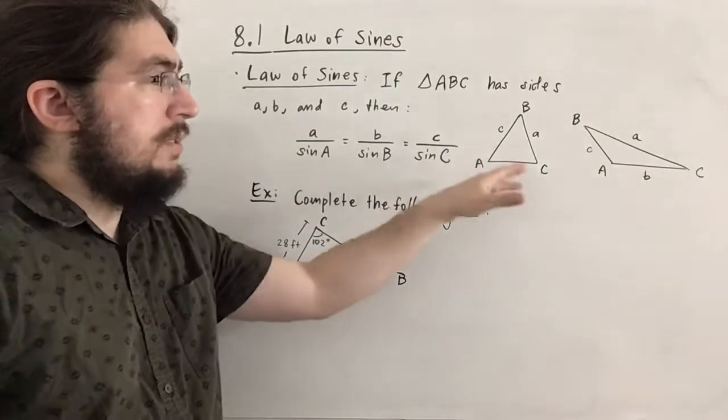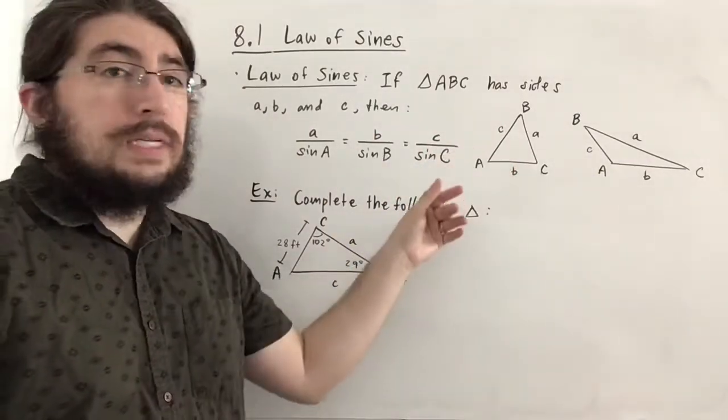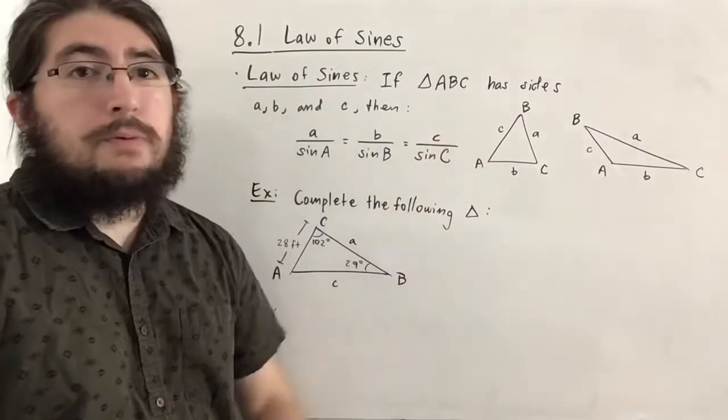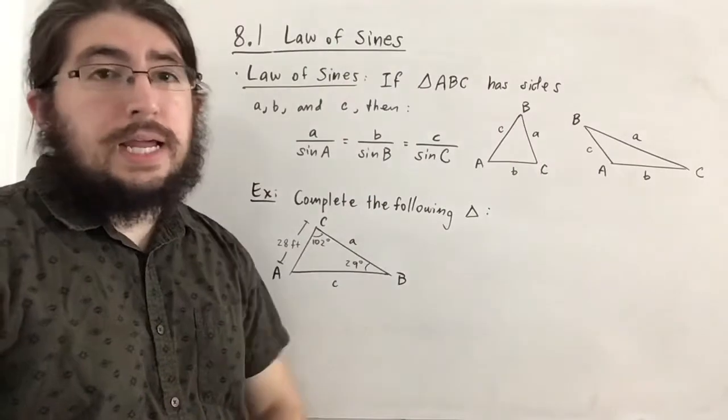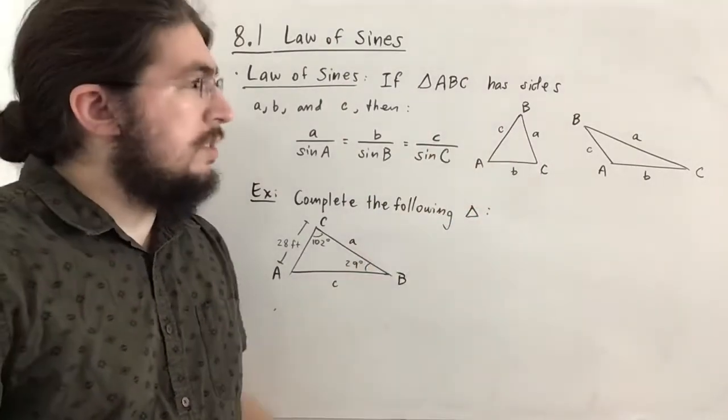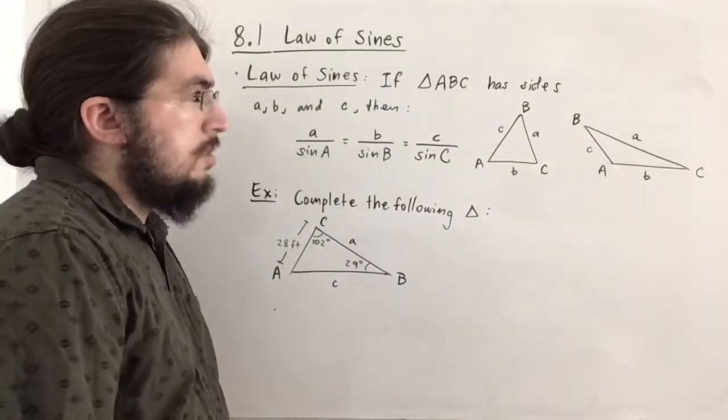The lowercase letters stand for the sides that are opposite their angle capital counterparts. So here, angle capital A is opposite side lowercase a, and similarly with B and C. So you can kind of see that here. And I've drawn two cases.